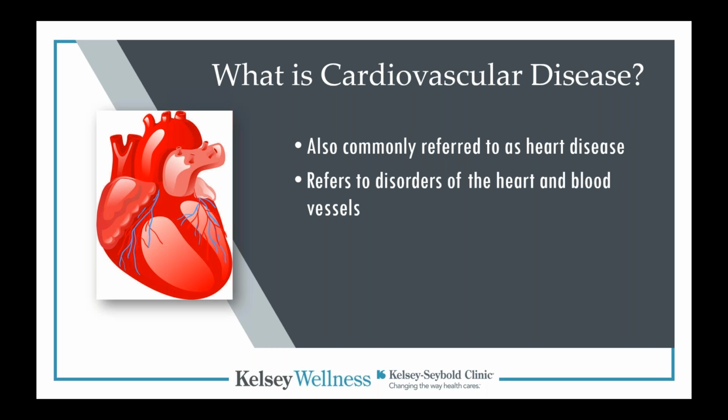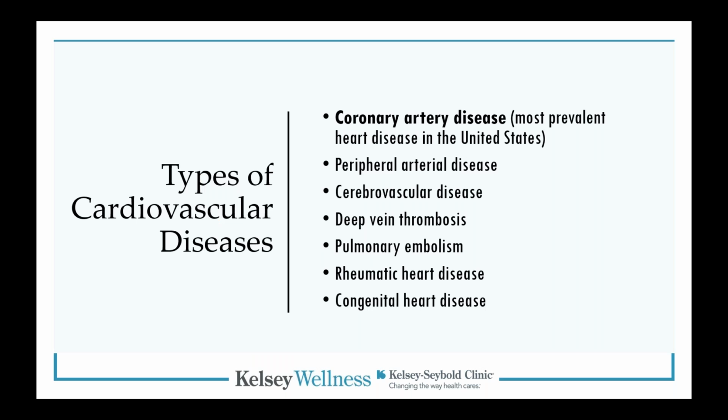So basic question, what is cardiovascular disease in general? It's commonly referred to as heart disease, and it refers to the disorders of the heart and blood vessels. Pretty straightforward there. So what are the different types of cardiovascular diseases that are there? The most prevalent one that we have in the U.S. is something called coronary artery disease. We also have something called peripheral arterial disease, cerebral vascular disease, otherwise known as strokes, DVTs or clots, primarily in the lower extremities, pulmonary embolisms, rheumatic heart disease, and congenital heart disease. But based on the epidemiological studies, the most common one that we have in this country, again, is coronary artery disease.